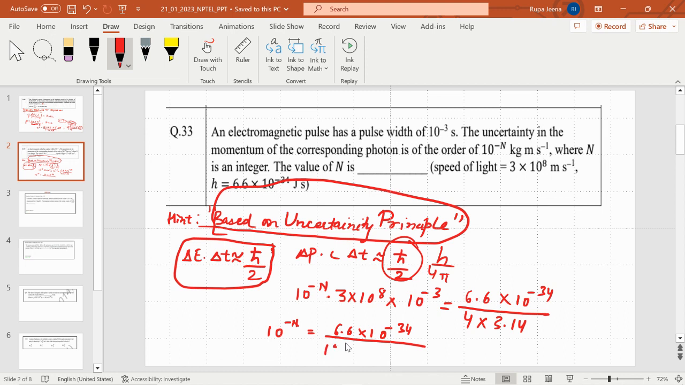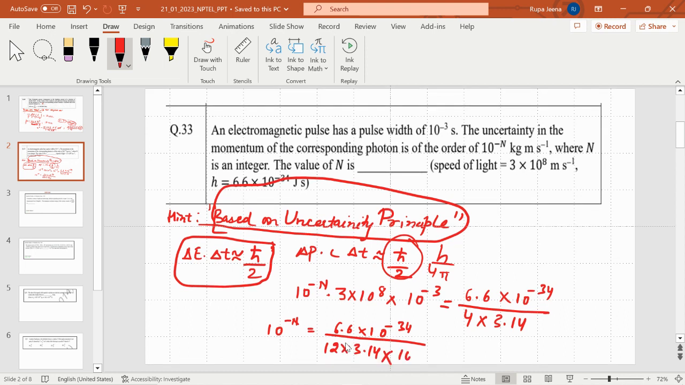3 will go there and it is 12. It is 3.14 and it is 10 raised to the power 5. So when you will solve this, it is 6.6 upon 12 into something. Suppose I'm rounding it off to 3. So 12 into 3, 36, 10 raised to the power minus 39. When you will solve this, you will get some value, 0 point something. If you take this point here, so you will get 10 raised to the power minus 40. So n is equals to 40, right?